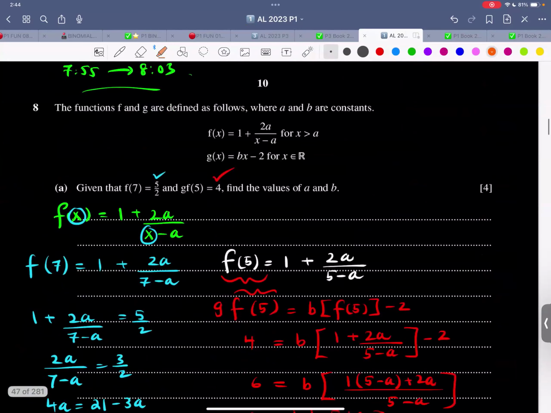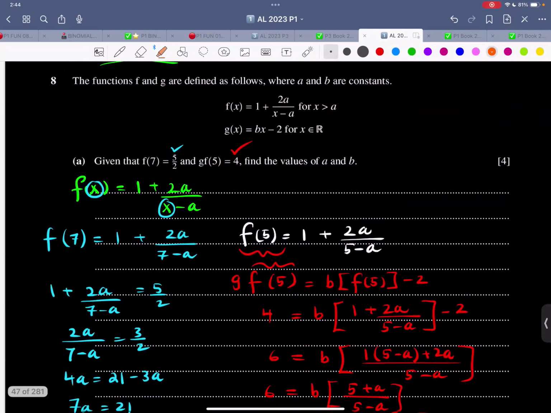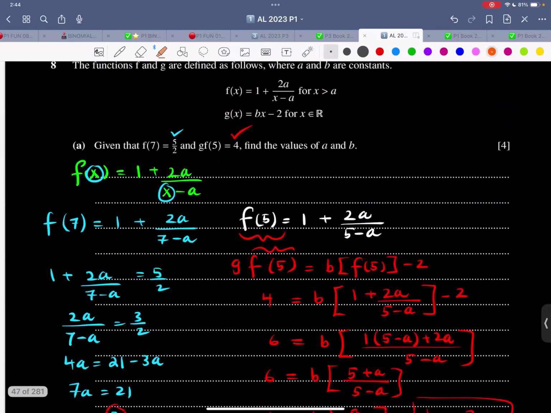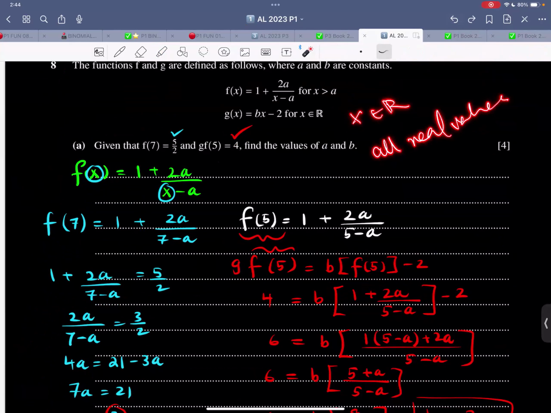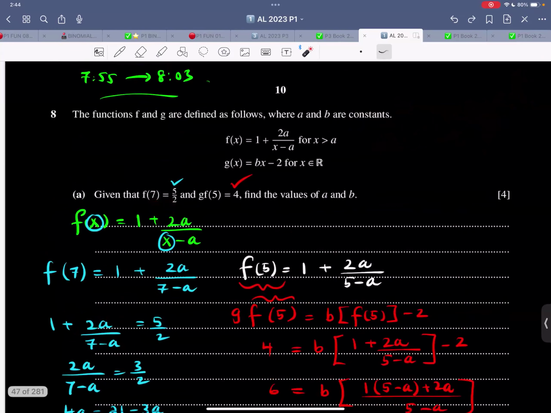So now over here, the functions f and g are defined as follows, where a and b are constants. So f(x) is this weird expression, x is greater than a. g(x) is a straight line, x is an element of real numbers, which means all real values of x. Now they are saying f of 7 is 5 over 2. Plug in 7 over here, equate it to 5 over 2.